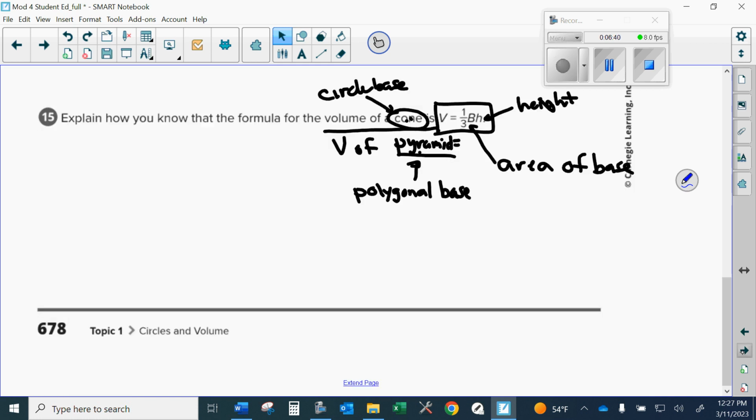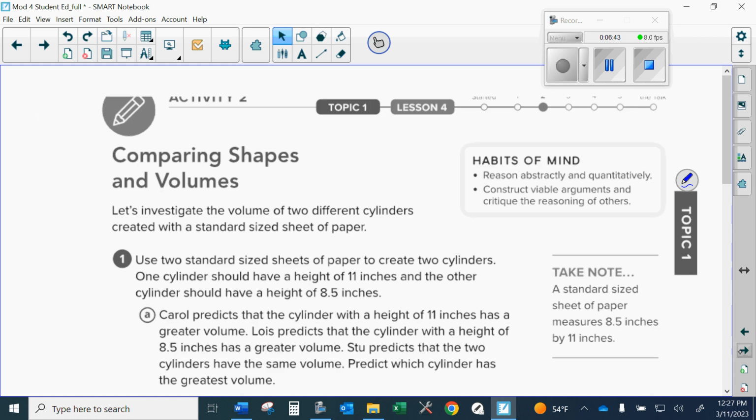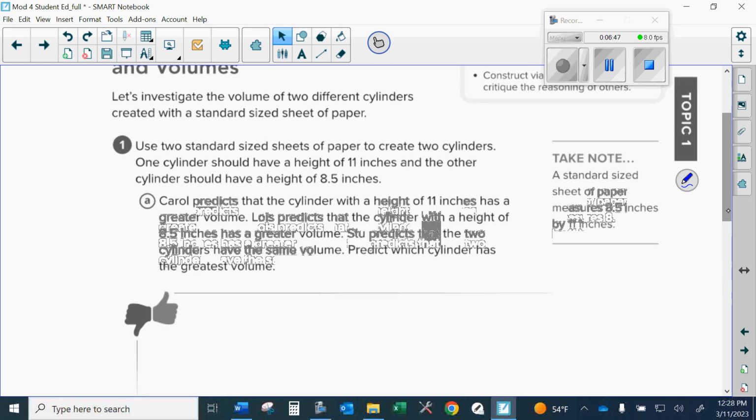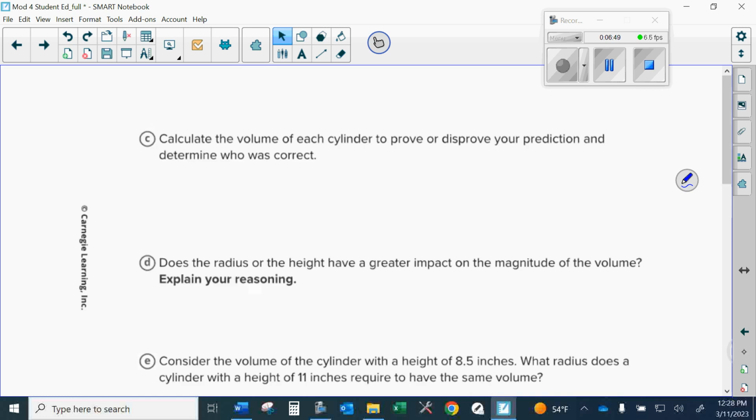It's going slow here, so that's why sometimes it's messing up. Comparing shapes and volumes. That's why you see it moving to different places.